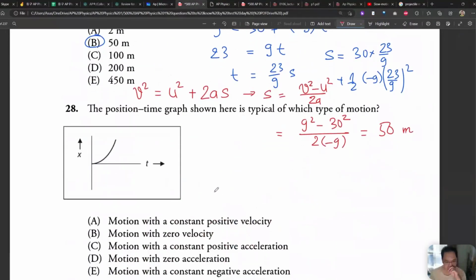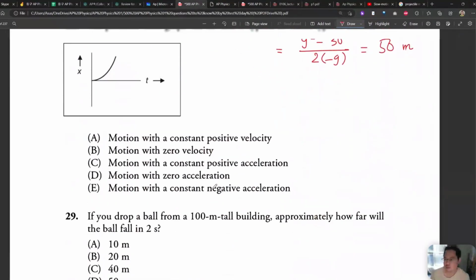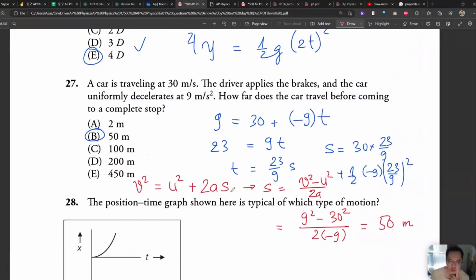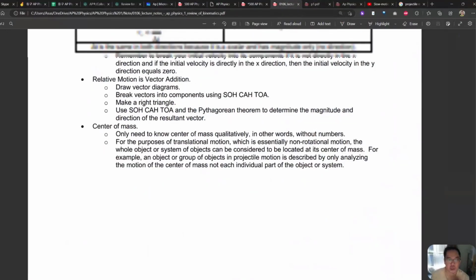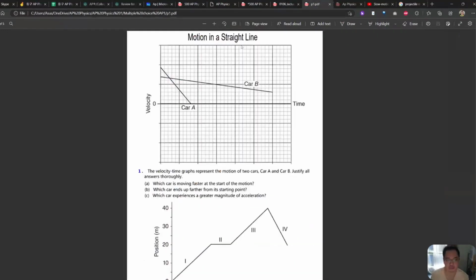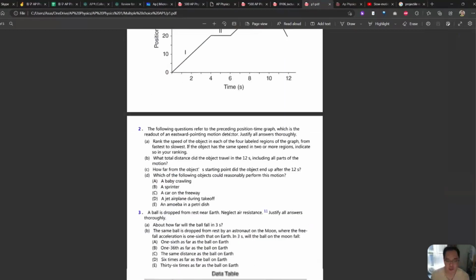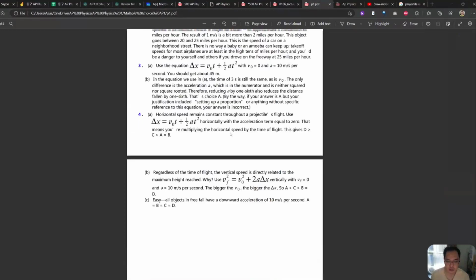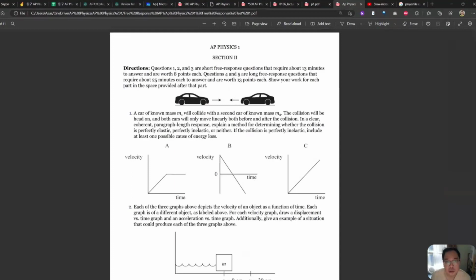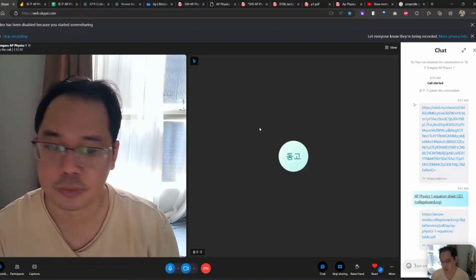27. I think we will temporarily stop the multiple choice here and move on to the free response. Let me find the free response questions part. Let me send you the link to the document. The name of this document is free response test 01. Oh, here it is. Here is the link of the document.